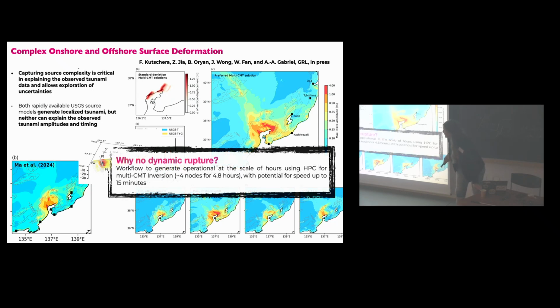And maybe I end with this. Why is there no dynamic rupture here? Well, the workflow to generate this operationally for tsunami early warning centers is currently at the scale of hours, which is still too long, even without using dynamic rupture. We can speed it up to 15 minutes, but you know, these are the time scales that we're interested in here.